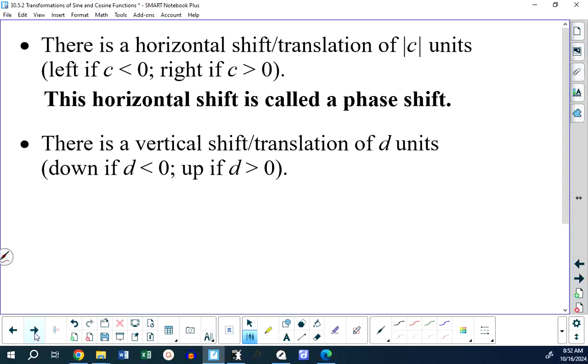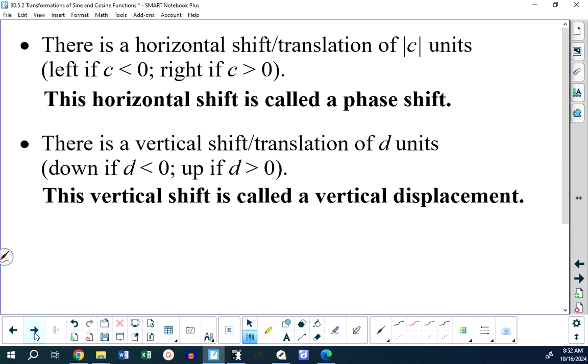And that's a vertical parameter. That used to be k, now it's d. It's down if d is negative and up if d is positive. And there's one more little thing here. We have a special name for that. It's called the vertical displacement. Rather than saying vertical translation, we say it's the vertical displacement.